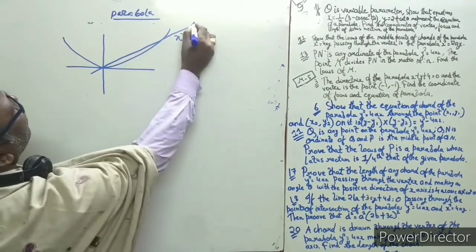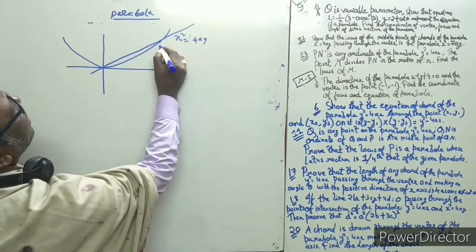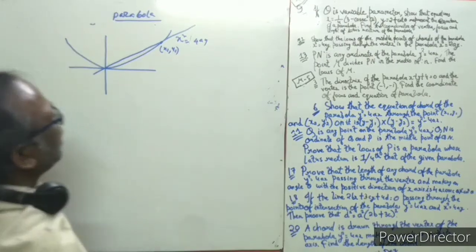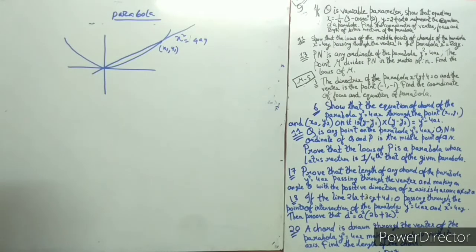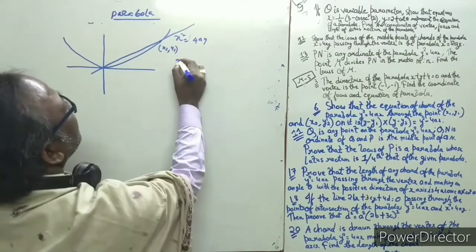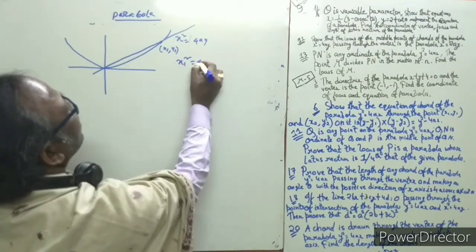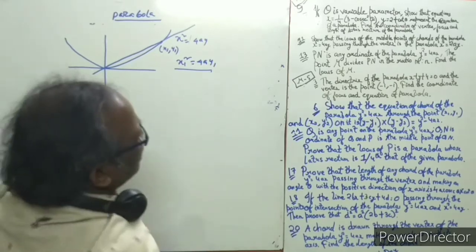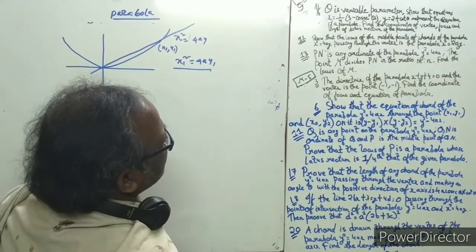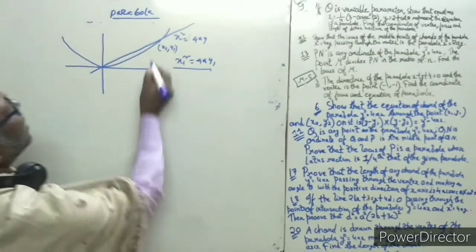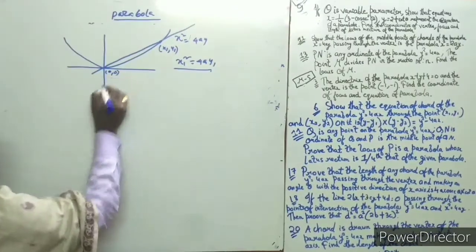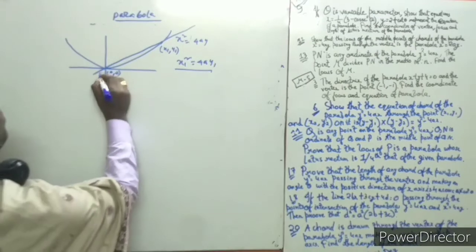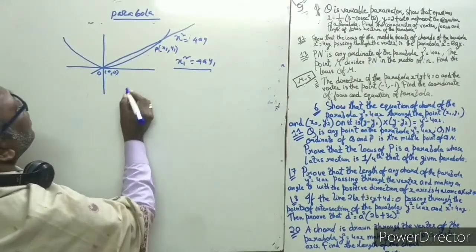Let us assume this is your required chord, and this is the point which intersects the parabola at x1, y1. So these points satisfy the equation. So x1 square is equal to 4a y1. This is the first condition. It passes through the vertex, and this is the vertex.